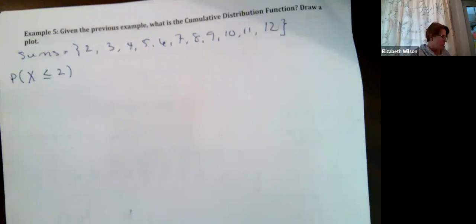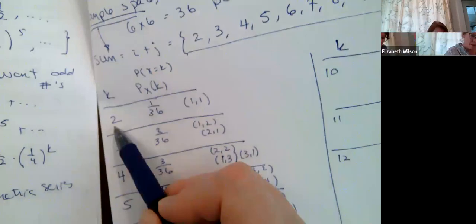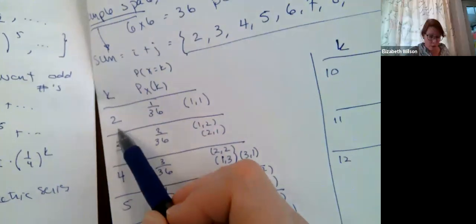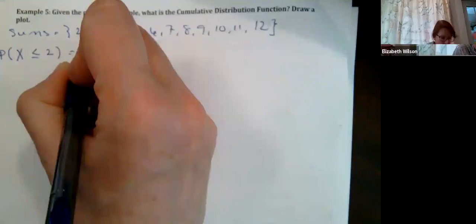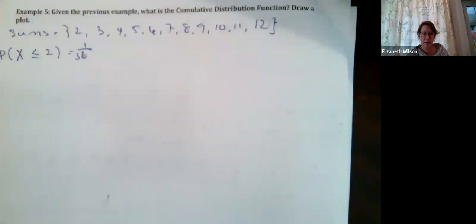That table that we made on the previous example, okay? So I'm looking here on this table here, right? So the probability that x is less than or equal to 2, well, all we have is our lowest value, which is that x is equal to 2. So 1 out of 36 is the probability that x is less than or equal to 2. Okay, so it's 1 out of 36.